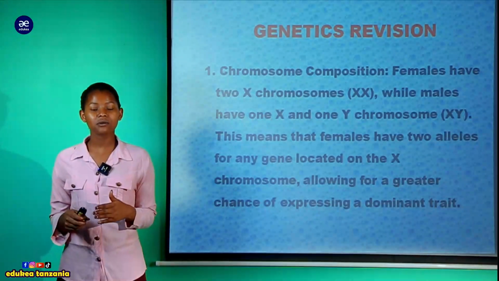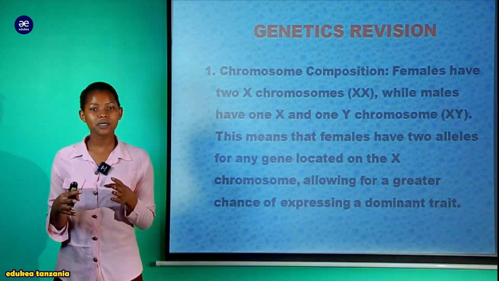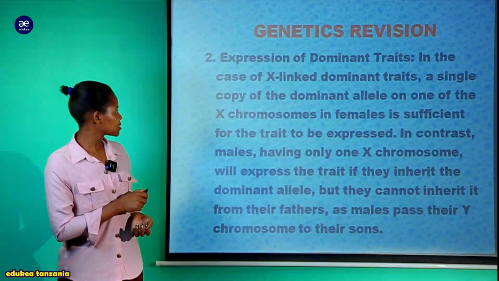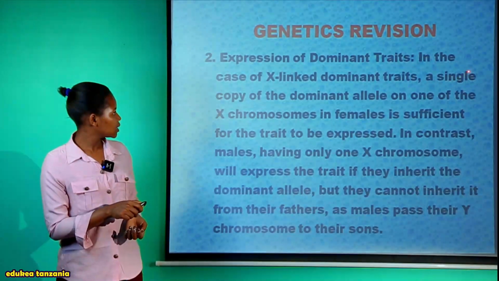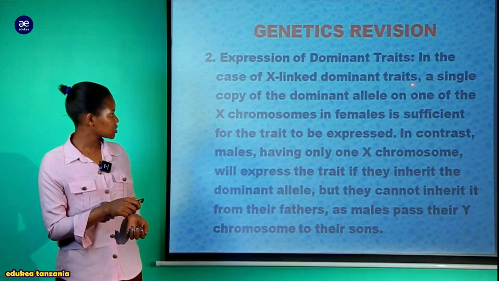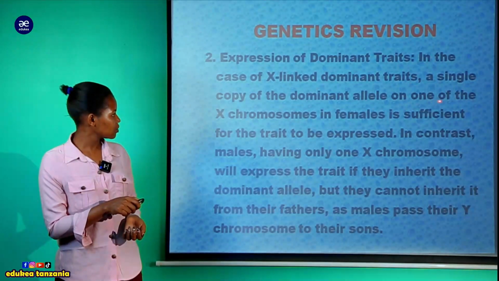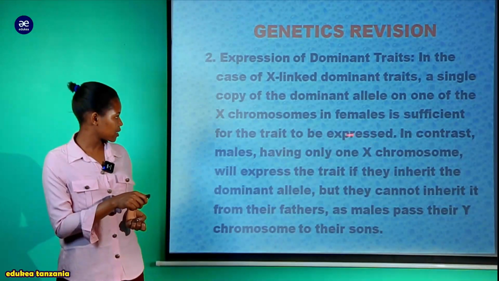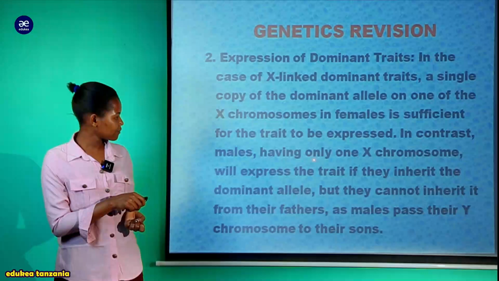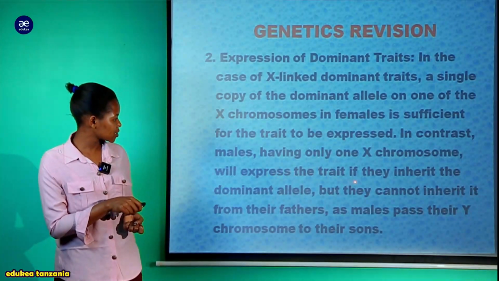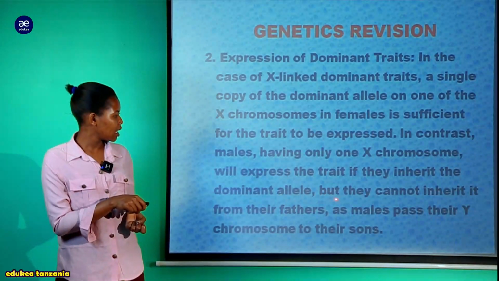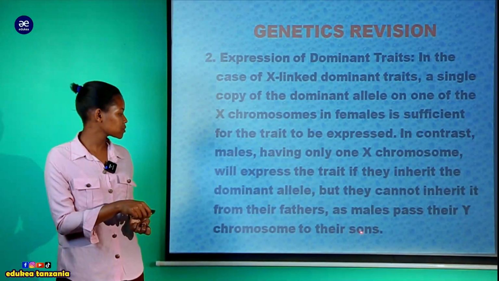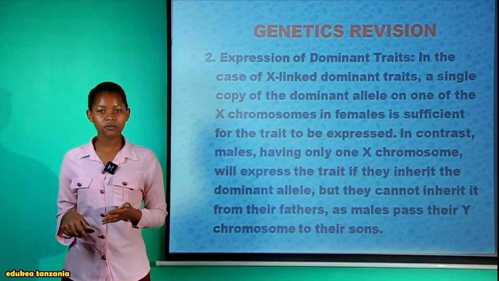When we say dominant, it means both X chromosomes have the ability to possess the trait that is sex-linked. Again, we can see expression of dominant traits. In the case of X-linked dominant traits, a single copy of the dominant allele on one of the X chromosomes in a female is sufficient for the trait to be expressed. In contrast, the male having only 1 X chromosome will express the trait if he inherits the dominant allele, but he cannot inherit it from his father as males pass their Y chromosome to their sons. That is all about expression of the dominant.